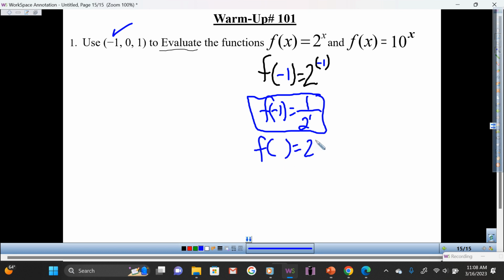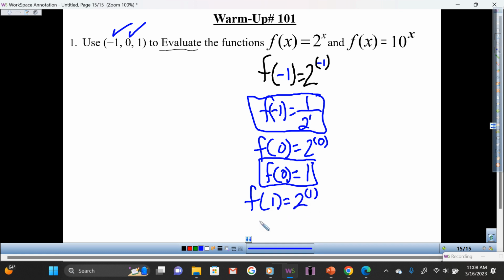F of x. My next value is 0. What is 2 to the 0 exponent? Tell your neighbor, please. Everyone? 1. That is correct. And last but not least, f of +1. That is 2 to the first power. Any number to the first power is the number itself, or the base. What is this base? 2. All right, so now that I did these, I want you to do f of x equals 10 to the x. Do that by yourself with all these three values again.